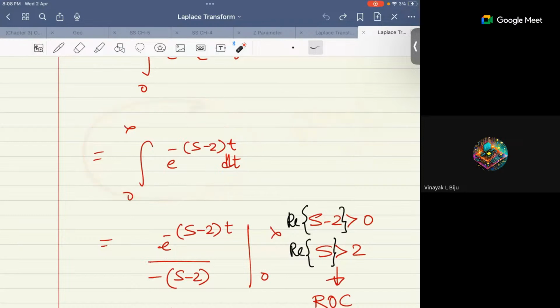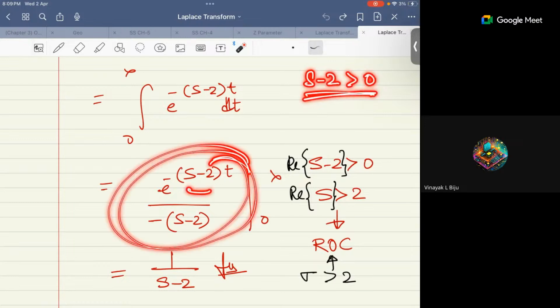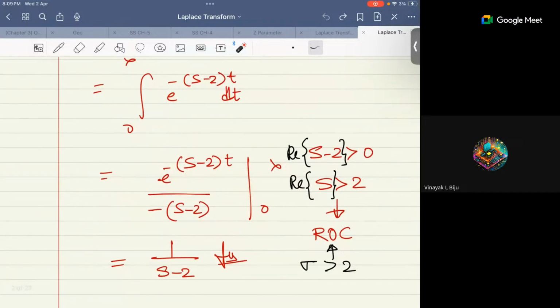Now we will have to decide whether the s value is greater than 0 or not. See, s minus 2 greater than 0. That means s is a complex number, right? You can't compare the jω part to the real part, right? So basically sigma minus 2 greater than 0. If this is happening, s is greater than 2, and the signal will be a decaying signal, right? If it is less than 0, then that will become an infinite value, and you can't integrate it, you will not be able to calculate the transform, right?